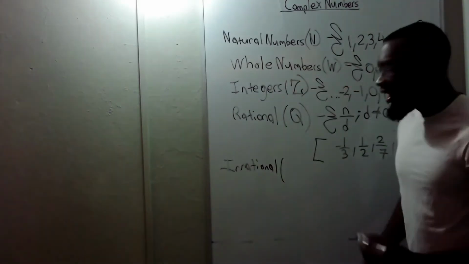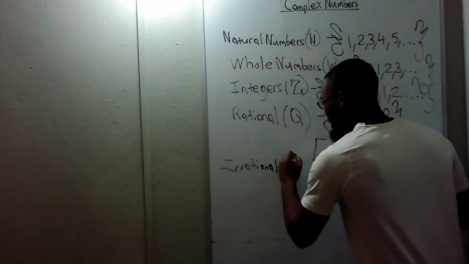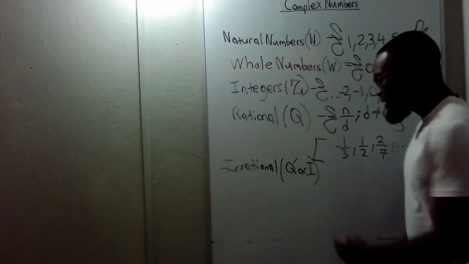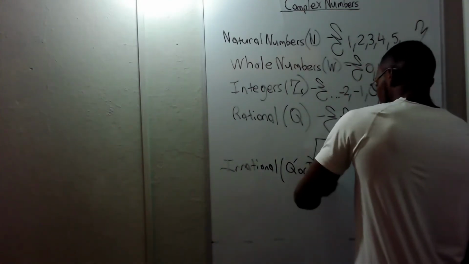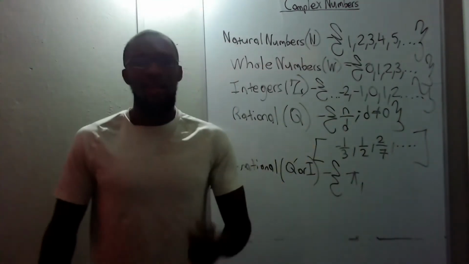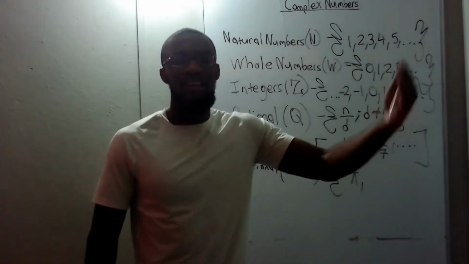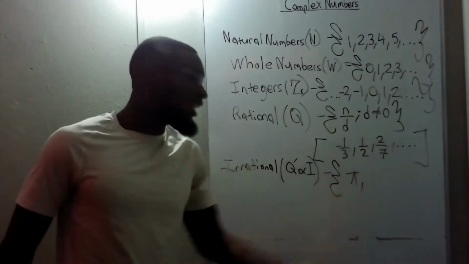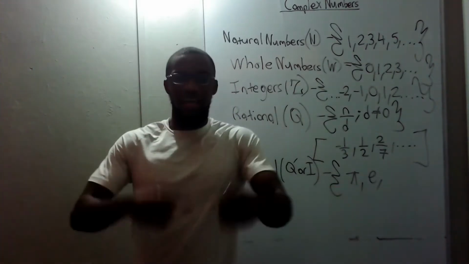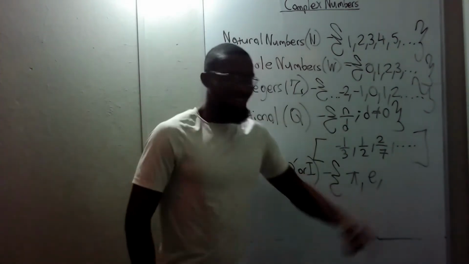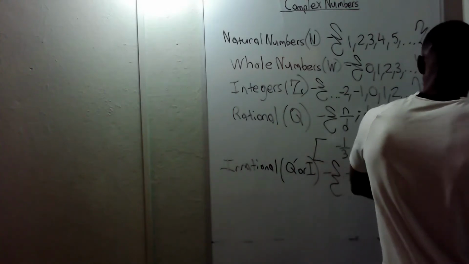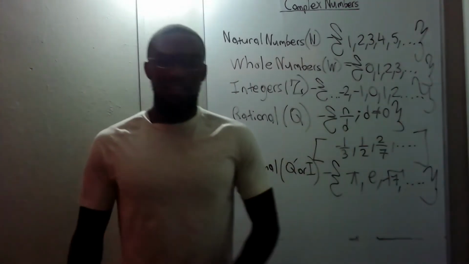Irrational numbers are often denoted as Q prime or I. Irrational numbers are like pi. Pi is irrational because its value is 3.14159 and continues, never ending. Then e, 2.71 and never ending. We can continue with maybe root 7 and stuff like that. Those are irrational numbers.